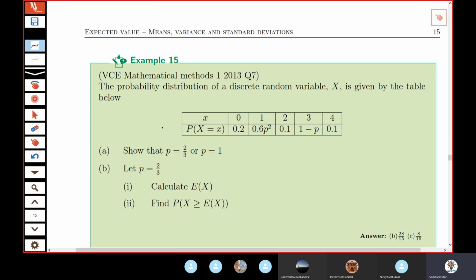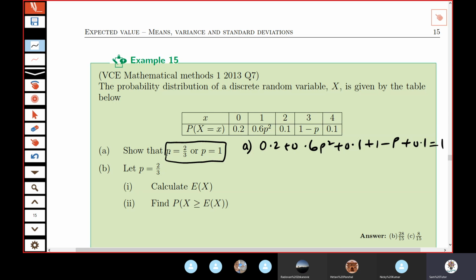All right, we should be able to do this. The probability distribution of a discrete random variable x is given by this table below. It just says show that P equals this or P equals this. Again, what are you going to do? Make it equal to 1 again. So you're just going to write 0.2 plus 0.6P squared plus 0.1 plus 1 minus P plus 0.1 equals 1. Go ahead, you guys. I can see it's going to become a quadratic. So make sure you bring everything to one side, use your quadratic formula, or factorize, whatever you want to do. Go and confirm you do get these 2 solutions. I'll just give you guys 2 or 3 minutes.